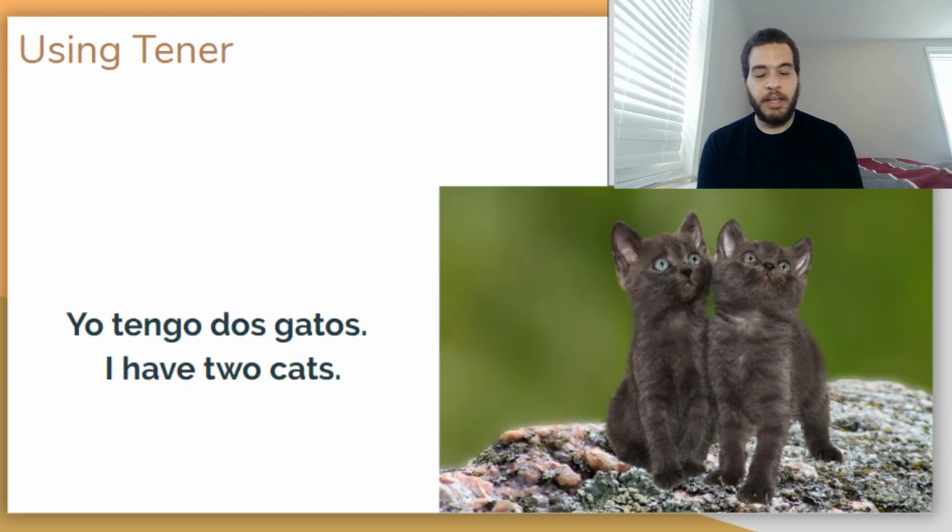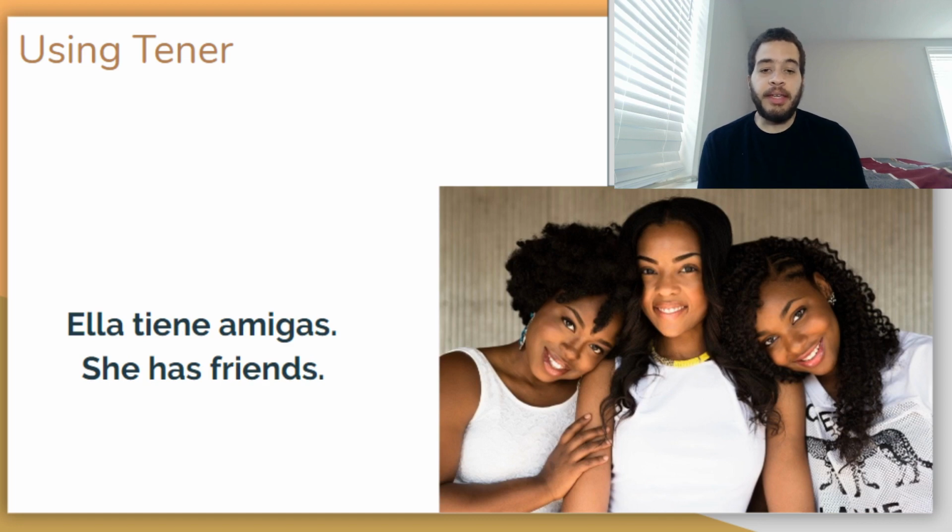Right? Now let's take a look at two samples using tener. Yo tengo dos gatos. I have two cats. Ella tiene amigas. She has friends.